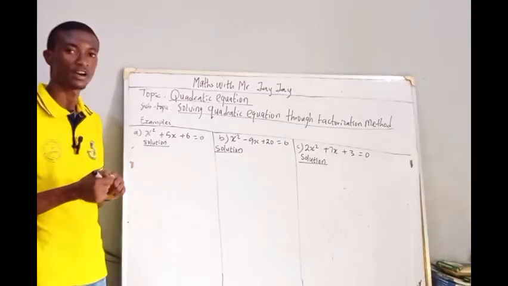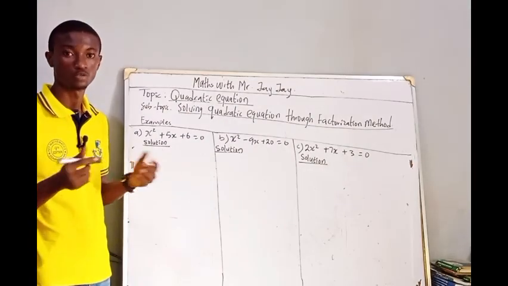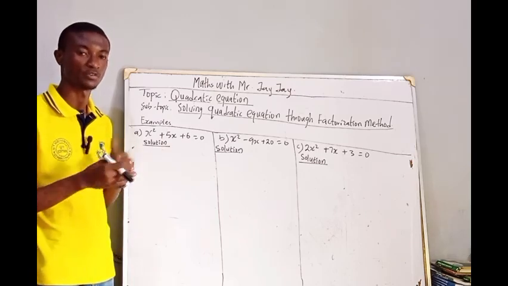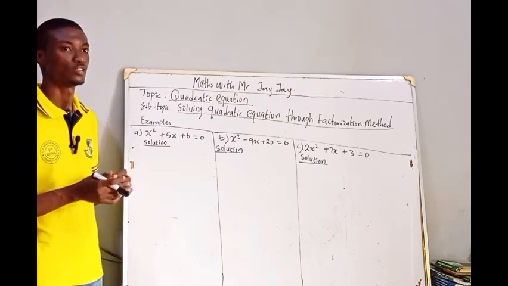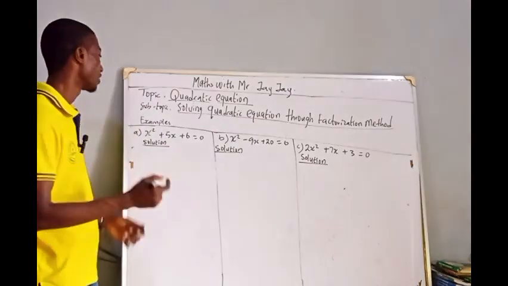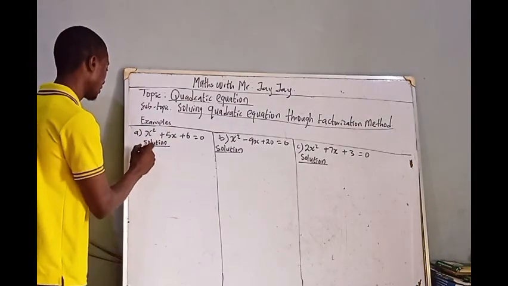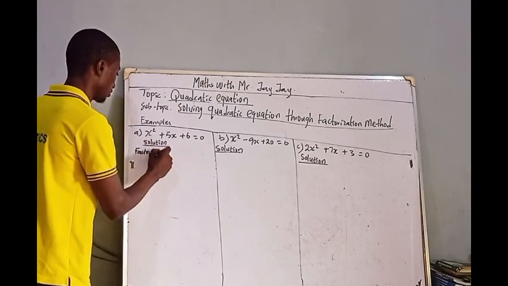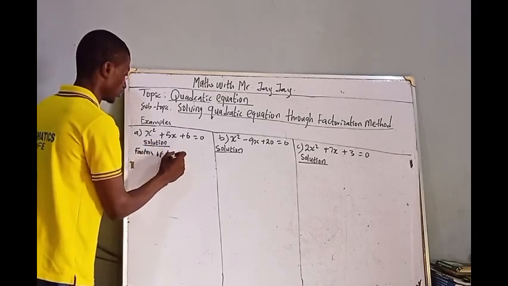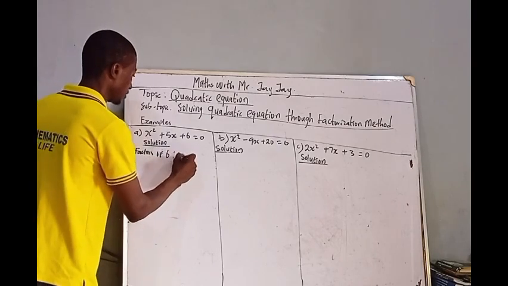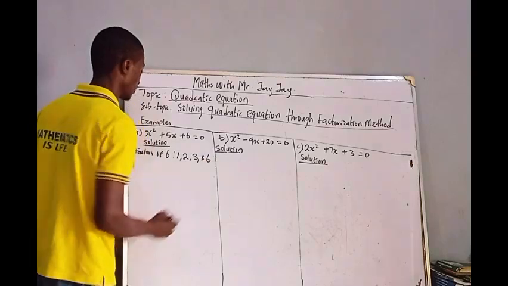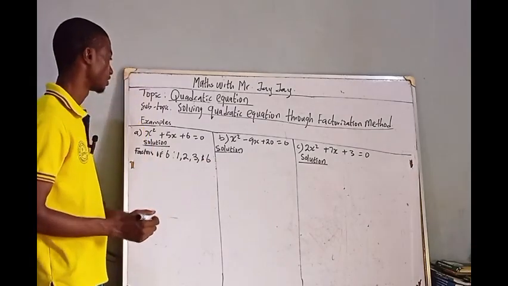We're going to find the factors of 6, and I believe you all know what a factor is. If you don't have any idea of what a factor is, you can check out my previous video on factors to know what it actually means. So the factors of 6 are 1, 2, 3, and 6.